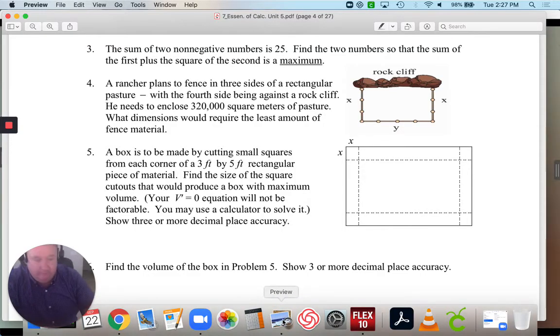So it says find the size of a square cutout of 0.606 feet would do what? Would maximize the volume of the box.